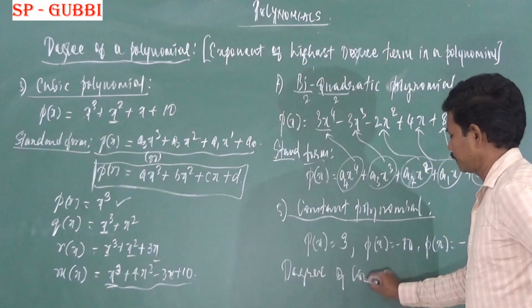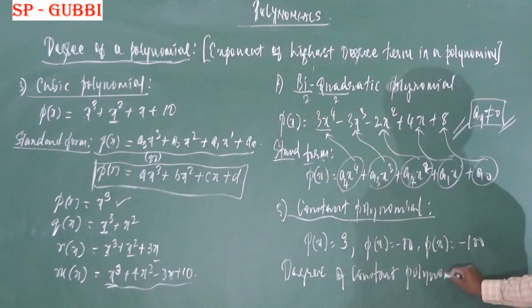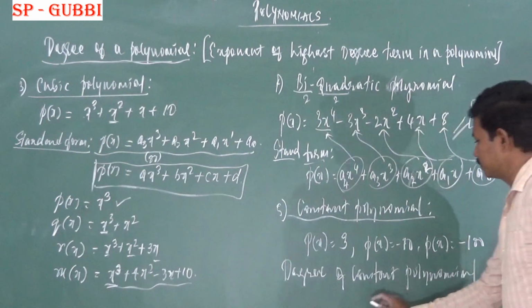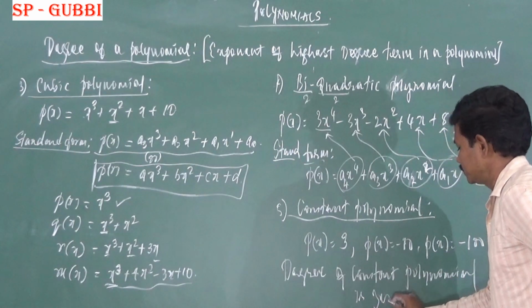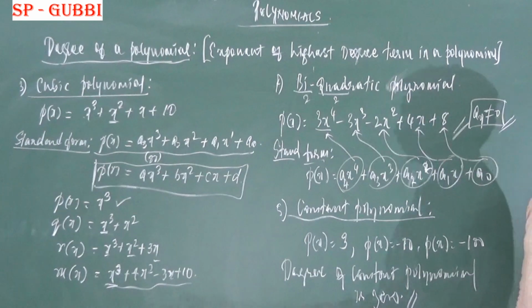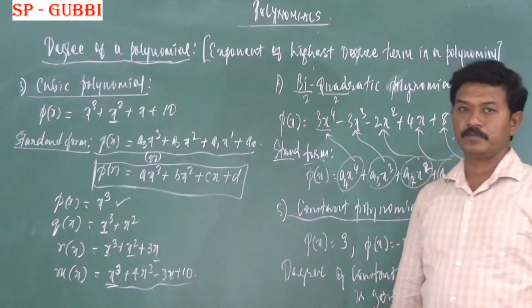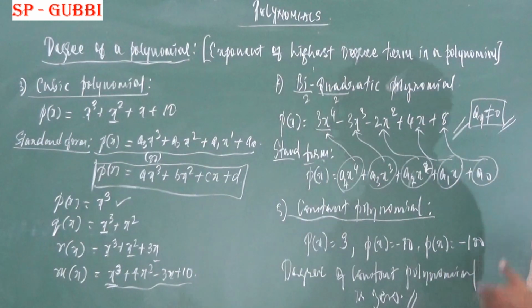The degree of a constant polynomial is always 0. So you have to remember this. This is very, very important. It will be asked for 1 mark in your examination. So what is the degree of a constant polynomial? The degree of a constant polynomial is 0.